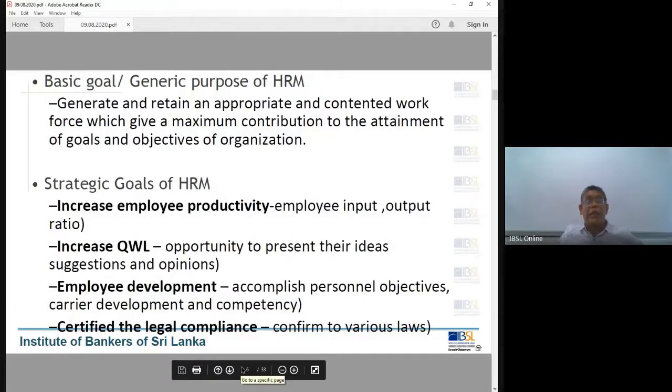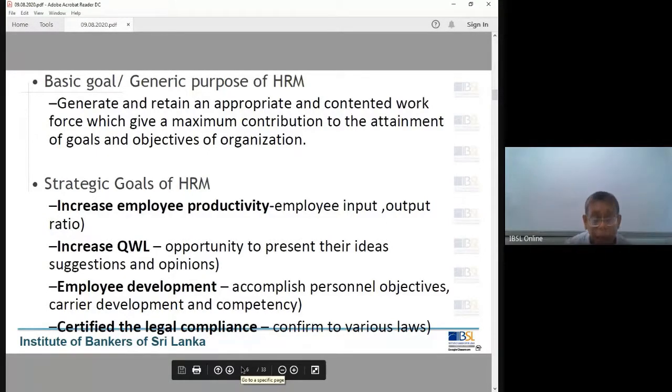That is what you call increased quality of work life. Third one, employee development. So what do you mean by that? One of the strategic goals of HRM is that it is the duty of HR management to give support to achieve their personal objectives, career development, and also improve their competency.